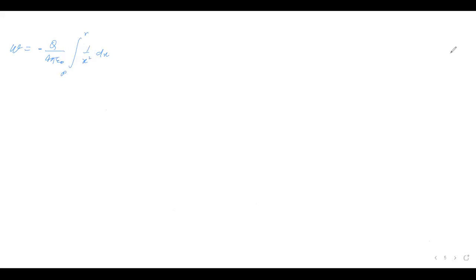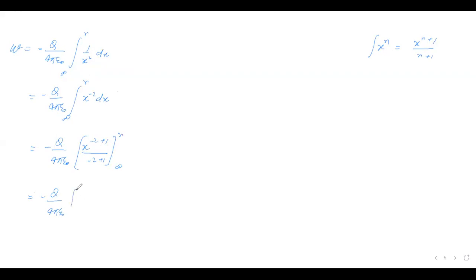We already know the proper form of integration: if it is the integral of x to the power n, then you can write x to the power n plus 1 over n plus 1. So we can first write it in terms of x to the power minus 2 dx. This is your Q over 4 pi epsilon naught. After integration, you get x to the power minus 2 plus 1 over minus 2 plus 1 from infinity to r. You get minus Q over 4 pi epsilon naught x to the power minus 1 over minus 1 from infinity to r. So your W is equal to minus of this minus 1, and this minus will be plus.